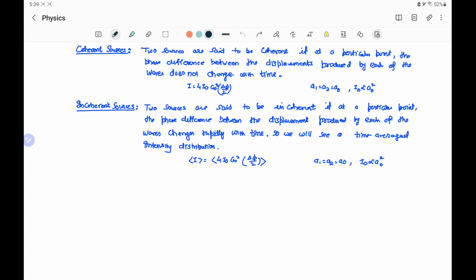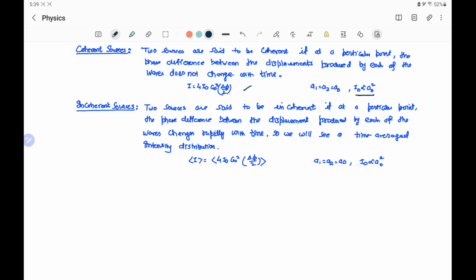The sources may be of two types. These are coherent sources or incoherent sources. Two sources are said to be coherent if at a particular point the phase difference between the displacement produced by each of the waves does not change with time. If we consider that amplitude of the wave from the two sources are equal, then the intensity due to these sources will be equal and proportional to the square of amplitude, and intensity is given by I equal to 4 I naught cos square (delta phi by 2), where I naught is the intensity due to individual wave and delta phi is the phase difference between the two waves.